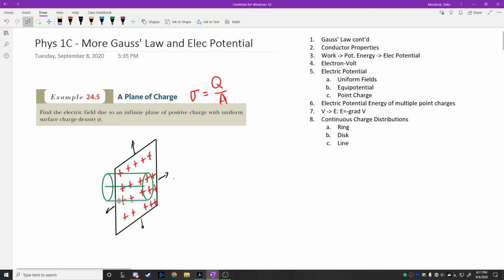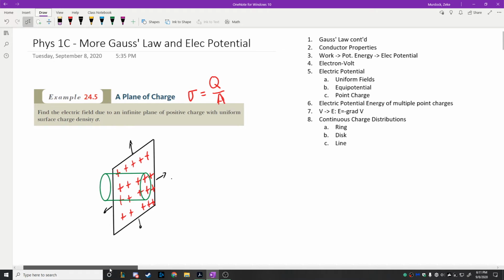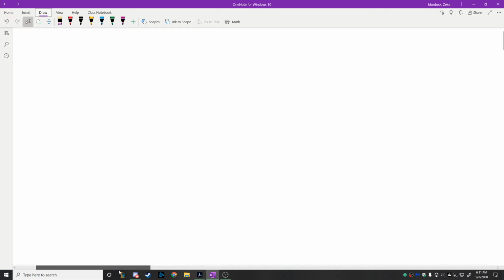Okay, so there's our cylinder. And it kind of goes behind the surface. So what I'll do is I'll just let you guys use your imagination that one piece of the surface is to the left of the surface and one piece is to the right of the surface.